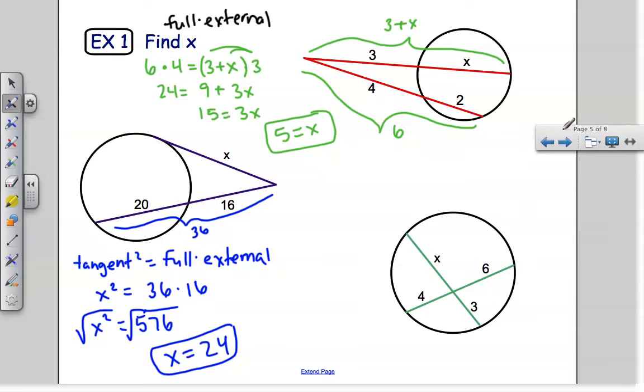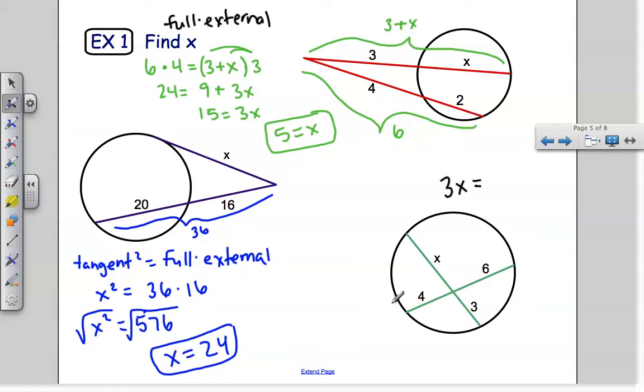Oh, and then here, this is where I have two chords. I always like the two chords one. It seems a little bit easier sometimes, because really you just multiply the parts of the chords together, and they should be equal. So this chord has parts of x and 3, so I will just do x times 3. Well, a better way to write x times 3 would be 3x, or 3 times x.